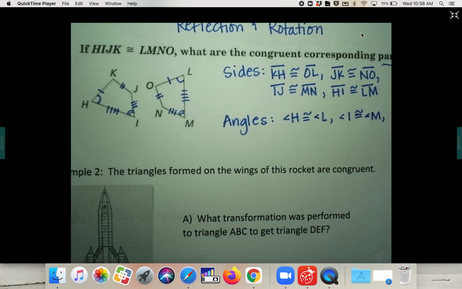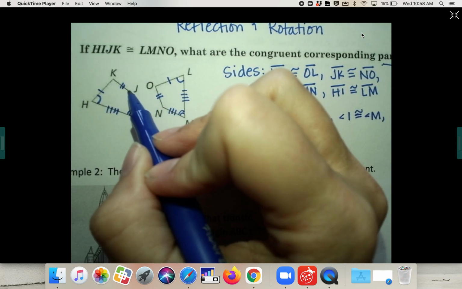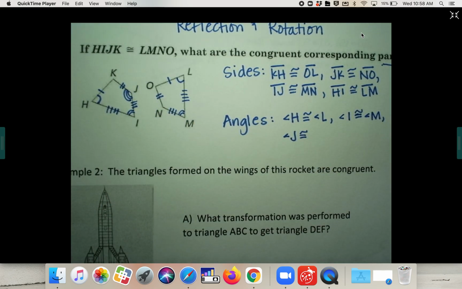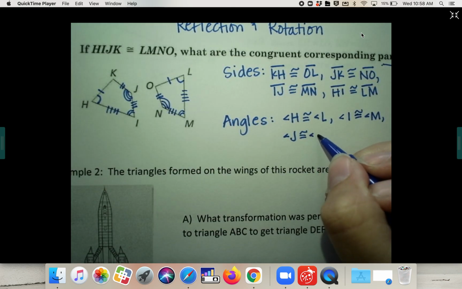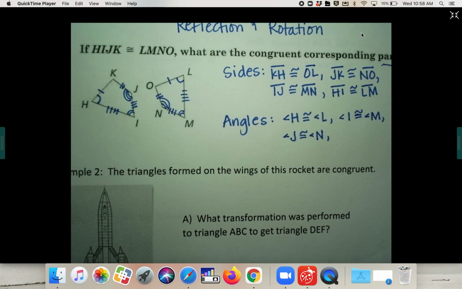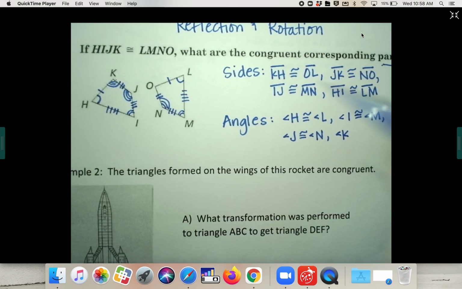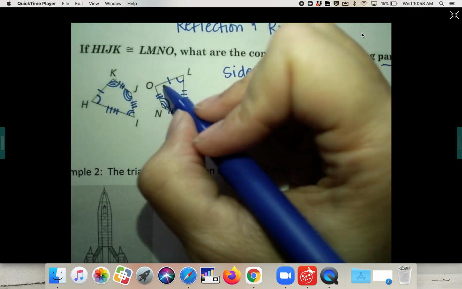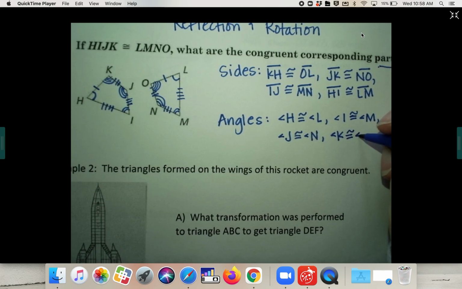All right, then let's move on to angle J. Angle J, I'll go ahead and give three arcs. J would be congruent to N. Angle N. All right, and then the last one we have is angle K. So I'm going to give it four arcs. And then I'm going to also match that up with O because angle O would be congruent to angle K.